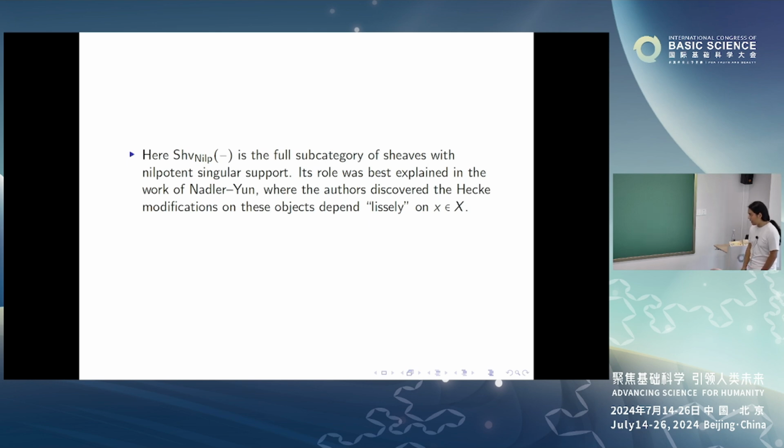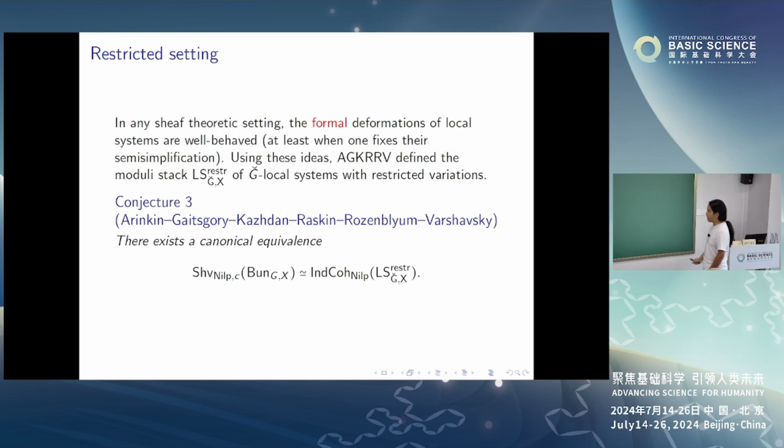So you can consider this singular support. I just gave you the definition, but its actual role inside Langlands theory was best explained by the work of Nadler and Yun around 2015. They explained that Hecke modifications on these sheaves with nilpotent singular support are, in some sense, very smooth for these points x. In some sense, these Hecke modifications are lisse over this curve X. But if you work over the larger category of all sheaves, these Hecke modifications can have some jump with respect to points on X. In fact, I think they conjectured this property characterizes this subcategory, and that was later proved by these six authors.